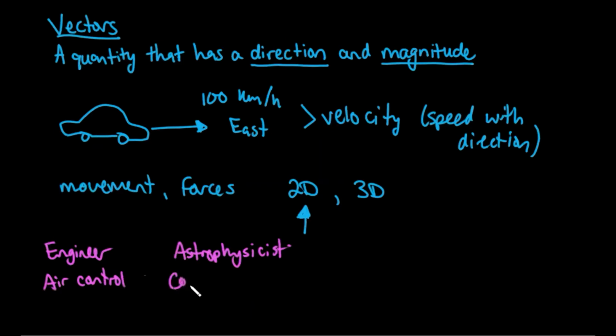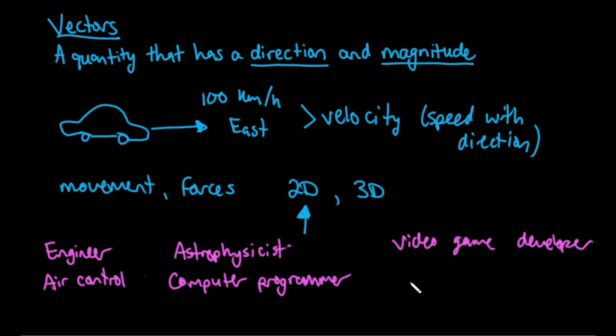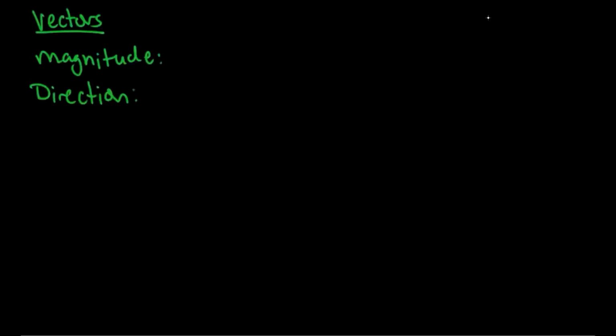It could be a computer programmer. Could be a video game developer. Could be a graphic designer. All these people use vectors in their day-to-day lives. Now, let's go back to the definition. A vector is a quantity that has a magnitude as well as a direction.